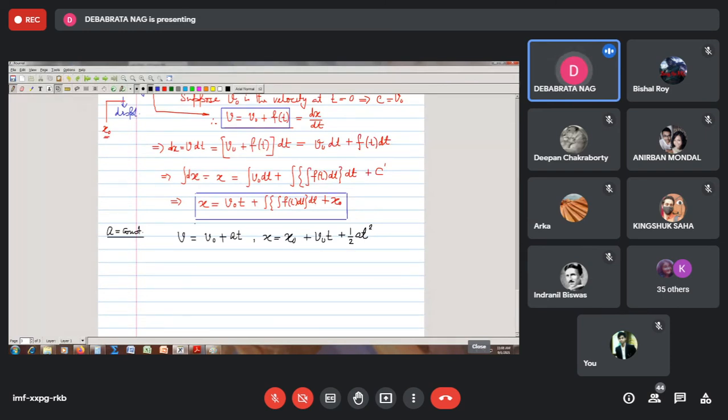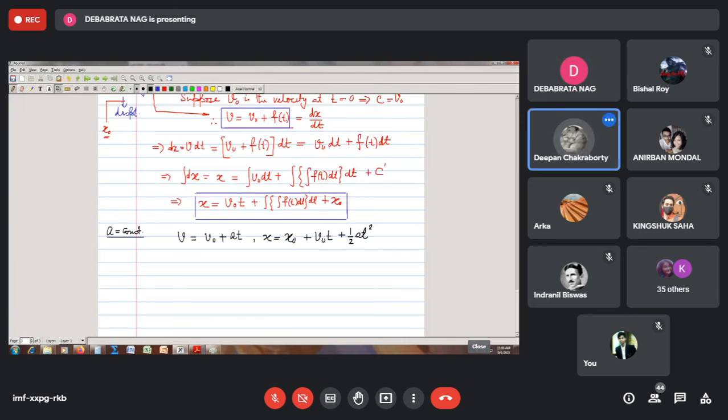Sorry, it will be in meter per second square. That acceleration equation I wrote mistakenly. Meter per second square. Okay, then fine.